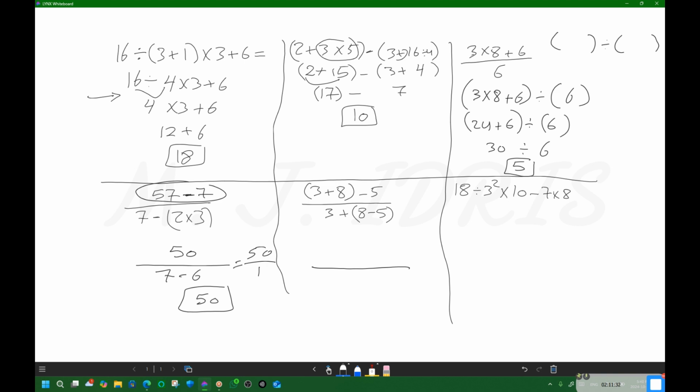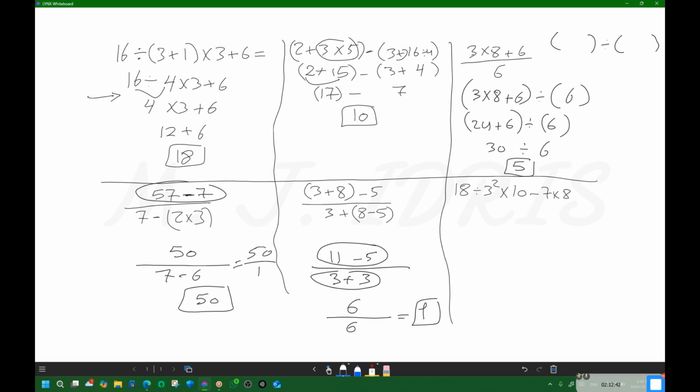3 plus 8 is 11, minus 5. As for the denominator, I'm going to start with the brackets, so 3 stays, plus 8 minus 5, which is 3. Next step, 11 minus 5, which is the numerator here, gives me 6 here. 3 plus 3, 6. 6 divided by 6, the answer is 1.